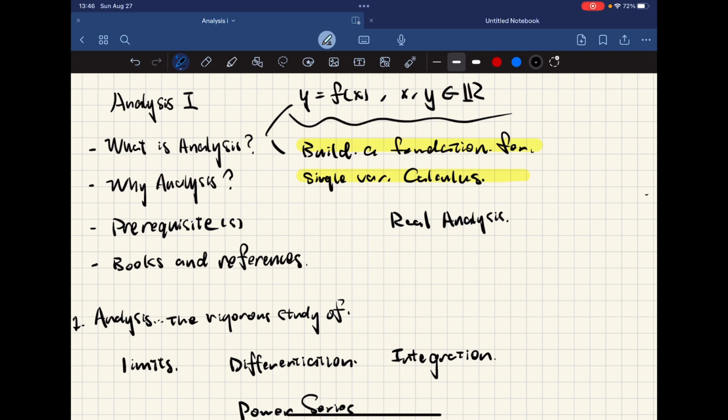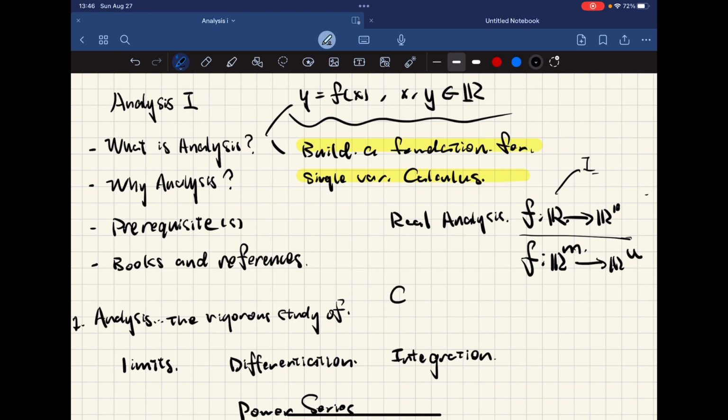studies a rigorous version of single variable calculus and multivariable calculus, and some people call them vector calculus. It's actually the same. So it studies how we can rigorously build a foundation on the calculus of functions with a real variable as input and a real variable as output. This is what we do in Analysis 1, and in Analysis 2 we will look at how to build a foundation for multivariable calculus, so multivariable functions, which go from a vector with length m, taking real values, to Rn.